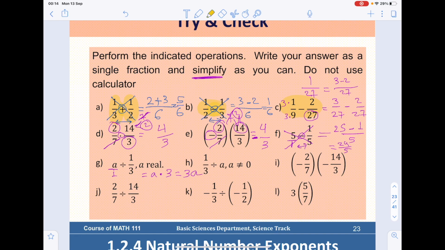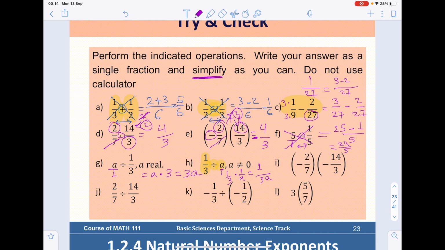For this one, 1 over 3 divided by a, we do the same thing. We keep the first number, change the operation, then flip the second number. Now, a over 1, if we flip it, would be 1 over a. So all we have to do here is multiply the numerators together, so 1 times 1 equals 1, and multiply the denominators together. So a times 3, or 3 times a, equals 3a.